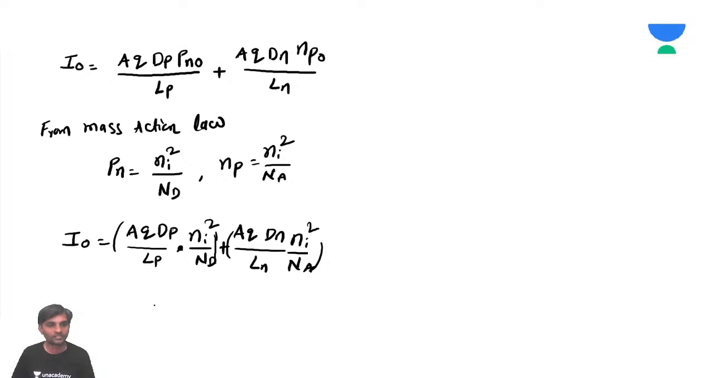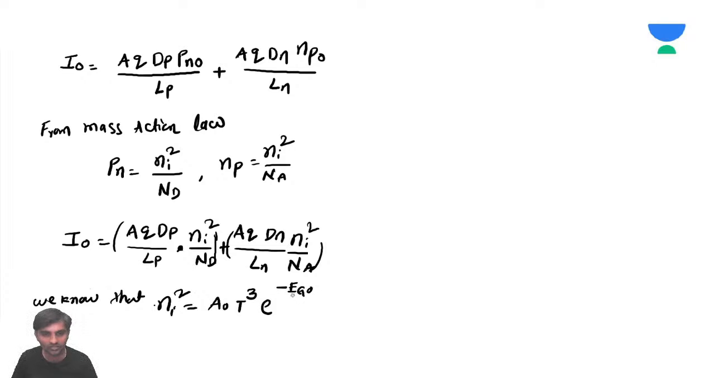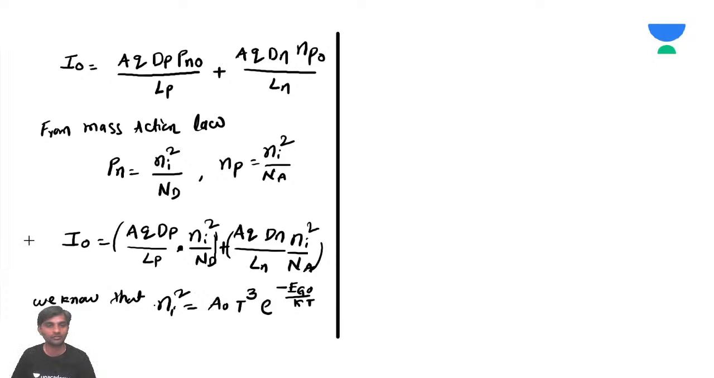So I naught is equal to this. This is what we got. But we have derived an equation for n i square, the intrinsic concentration. n i square is equal to A naught into T cube into e power minus Eg naught by kT. This is what we have derived. Now substitute this in the above equation.